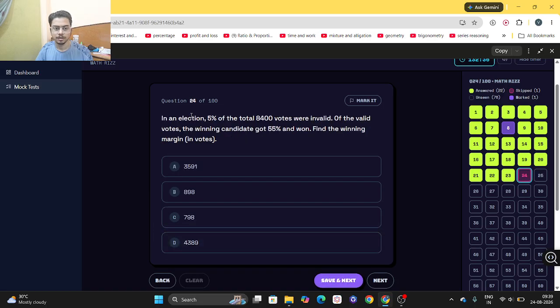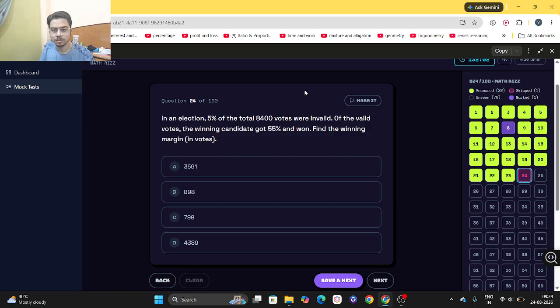Next. In an election, 5% of the total 8400 votes were invalid. So valid votes are 95 upon 100 into 8400. 95 into 84 gives 7980. 7980 are valid votes.